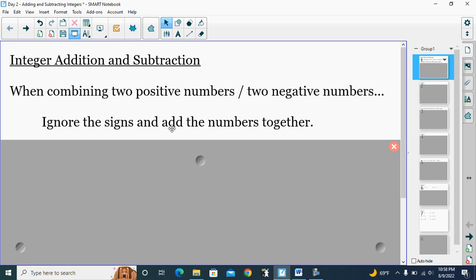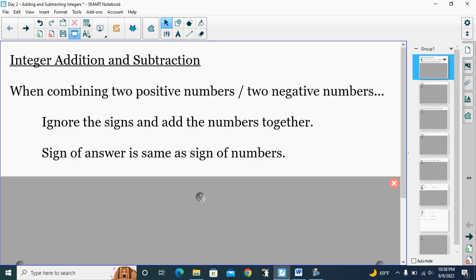We just add the numbers together. So two positives, we add. Two negatives, we add. And again, this is when we're combining, not when we're multiplying or dividing, just when we're combining stuff up, adding or subtracting. And then finally, the sign of your answer should be the same as the sign of the numbers that were given. So if we were combining two positive numbers, our answer is going to be positive. If we were combining two negative numbers, our answer is going to be negative, the same as the sign of the numbers. So again, you should be writing all this in your notes.